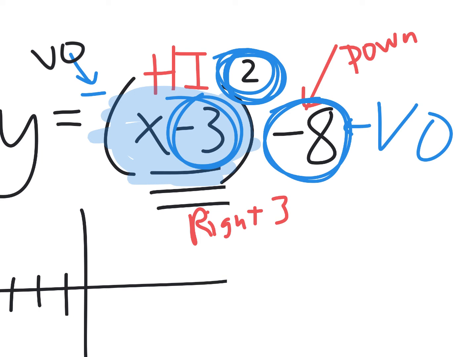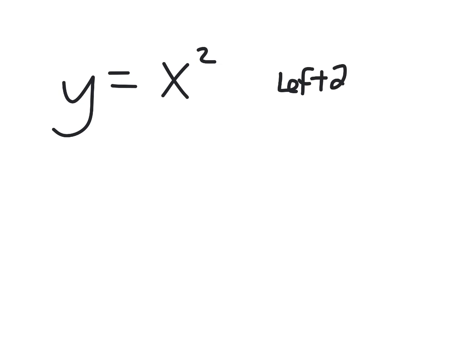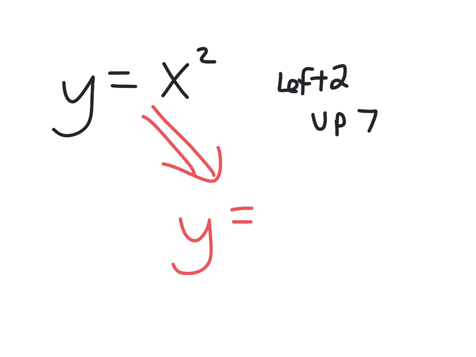Okay. So instead of doing it that way, they do it backwards. They say, I want you to start with y equals x squared, and I want you to move it left 2 and up 7. Can you write me a new equation for that? Y equals what? Make it move left 2 and up 7.